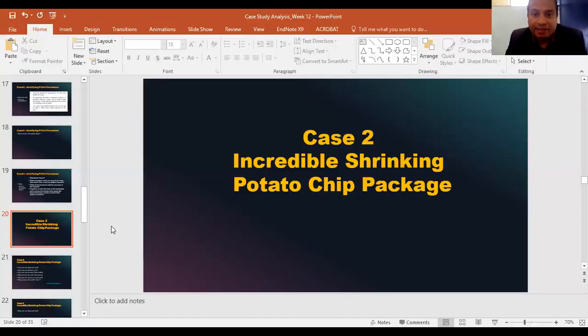Okay. Now we have the case study discussion on case second: the incredible shrinking potato chip package. Did you notice such phenomena happening in the market nowadays? How did you see this case? Is it a real life business scenario, or is it something made just for the purpose of educating in a case study? What do you think? Does this happen in reality?